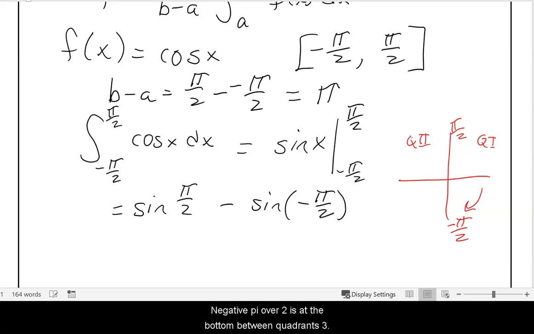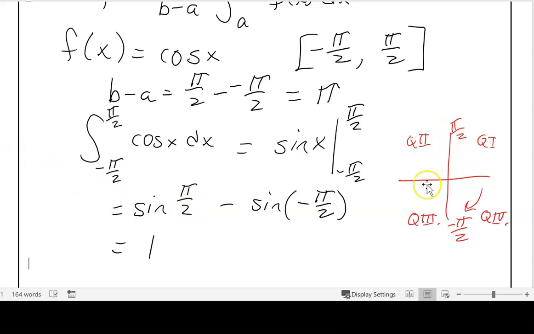Negative pi over 2 is at the bottom between quadrants 3 and quadrant 4. Now that I have this information, I know the sign of pi over 2 must be 1, since it's up here on the unit circle at (0, 1).